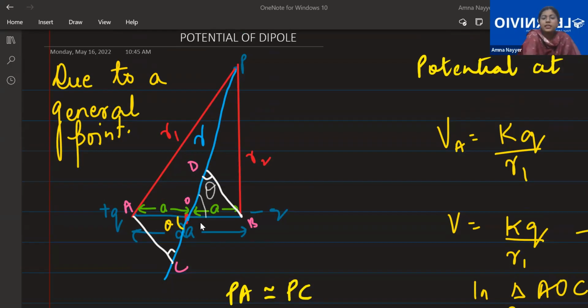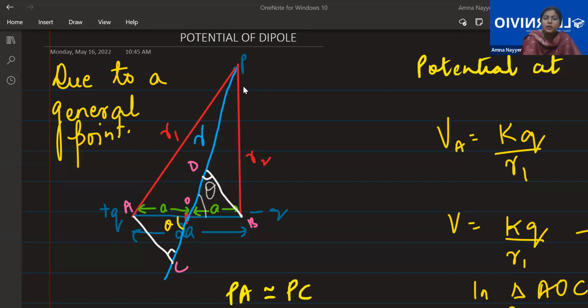Similarly, we know that PA and PC, these two bigger lines, are equal. That's why we constructed them. So we could write PO plus OC is giving us PC, and PC can be replaced with PA. So PA is equal to PO plus OC. So R1 is equal to R plus A cos theta. This was done from the first triangle.